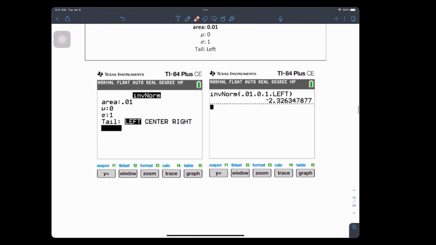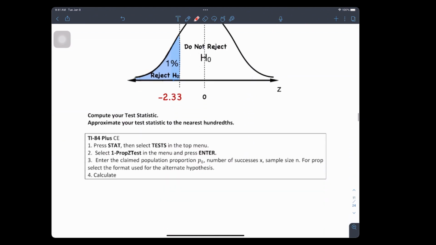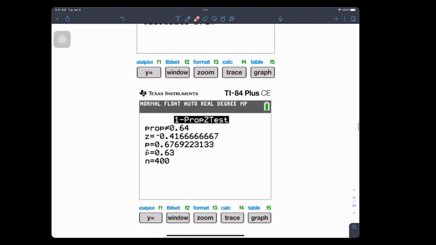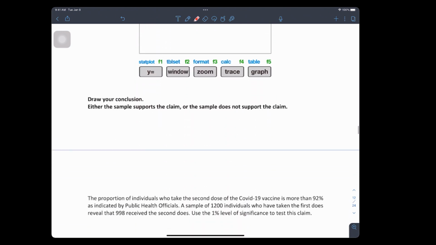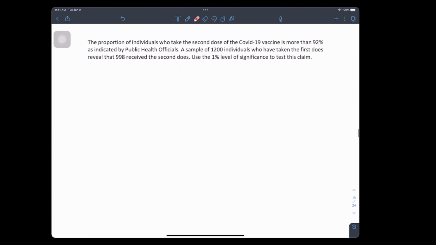And then, I summarized everything here for you guys as well. Left tail test, negative 2.33. I even took pictures of everything here with the sample supports the claim, right? Okay, let's try the next one.